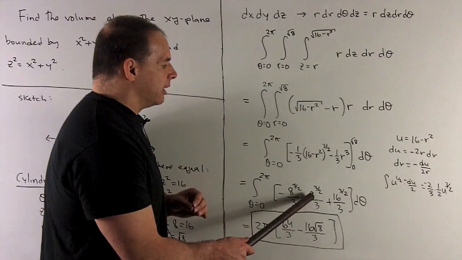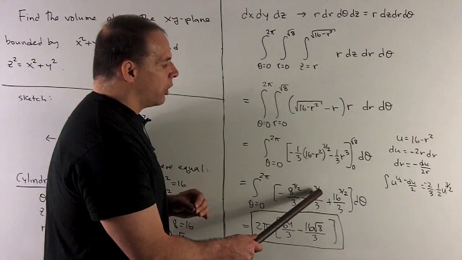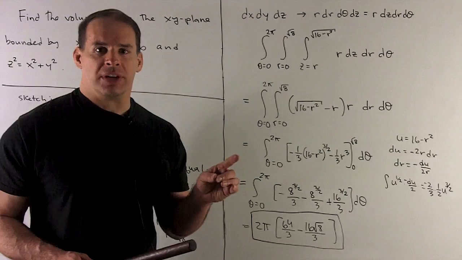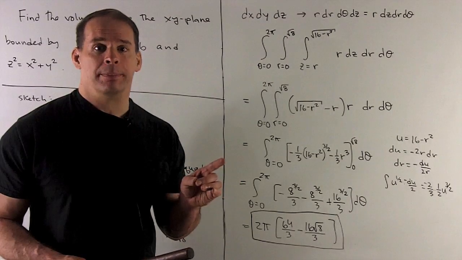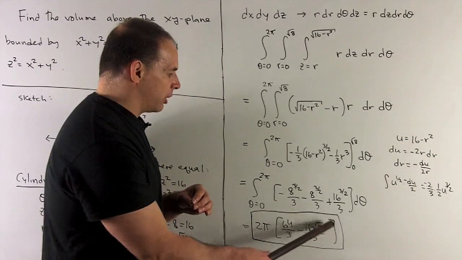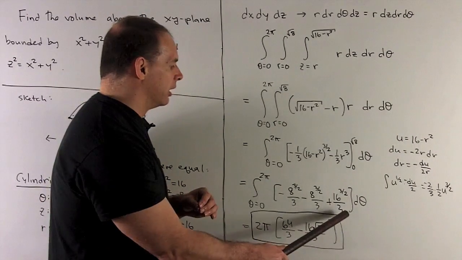Then if I take 8, cube, and square root, well, you'll note that's the square root of 8 cubed, so that's square root of 8 times itself 3 times, so that's going to be 8 square root of 8. Take 2 of those, I get 16 square root of 8, so that's how I get this term here. And then everything's over a 3.